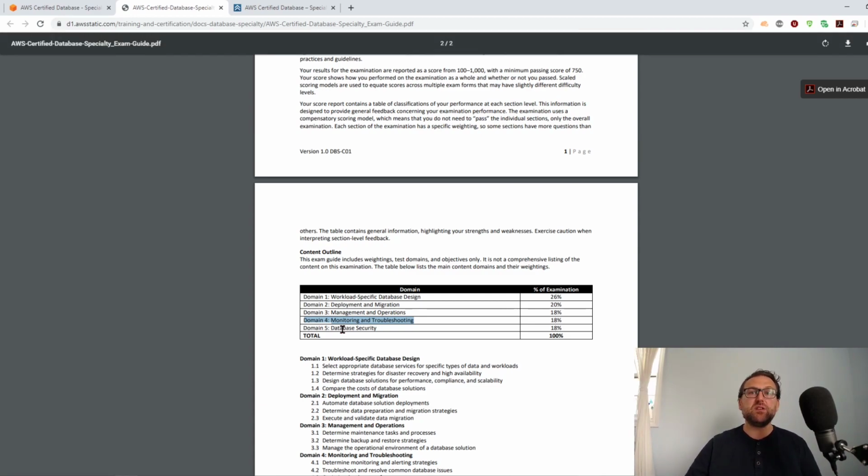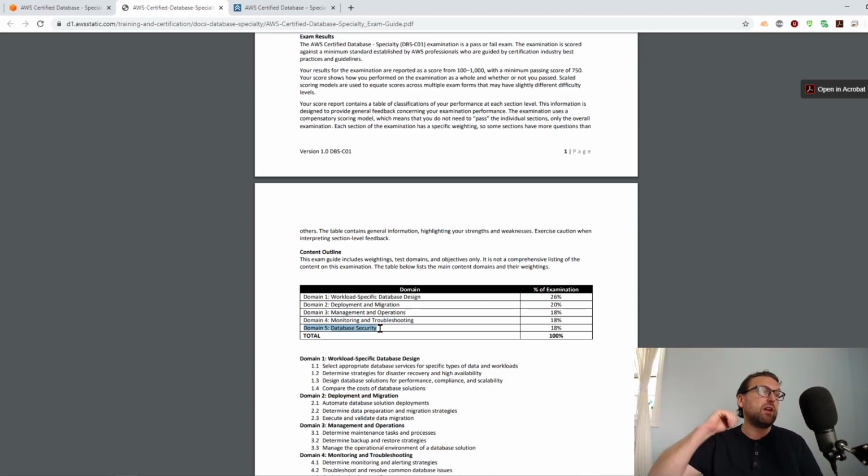And then database security. There are a lot of questions on encryption. There are a lot of questions on how to encrypt and enforce encryption in transit, what the exact setting is for that RDS database type for encryption, right? So if you haven't done this before, how do you enforce encryption on an RDS database and what the specific setting is for each database? That's something that you need to be aware of.